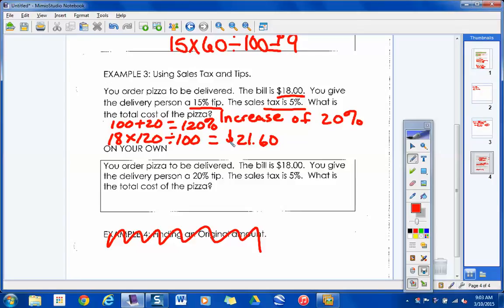I got total cost here. $22.50. How many got $22.50 here? What was my percent increase? 25%. So this would have been 18 times 125 divided by 100, and you should get $22.50. All right, good.